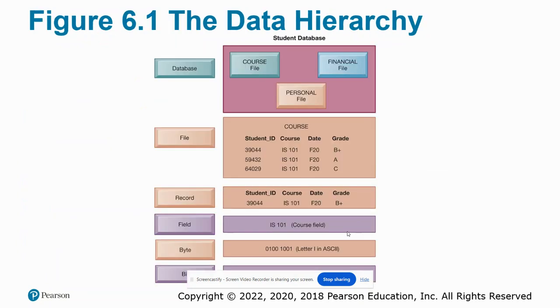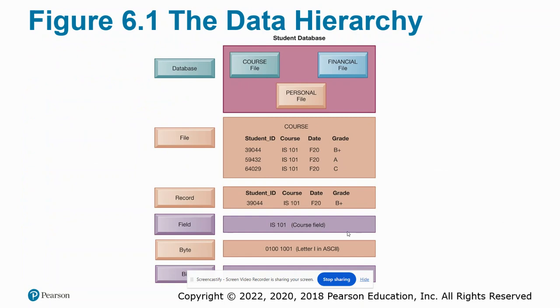A computer system organizes data in a hierarchy that starts with the bit, which represents either a 0 or a 1. Bits can be grouped to form a byte to represent one character, number, or symbol. Bytes can be grouped to form a field, and related fields can be grouped to form a record. And then related records can be collected to form a file. And related files can be organized into a database.